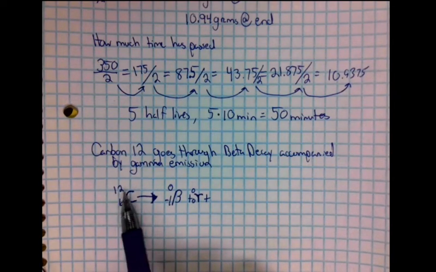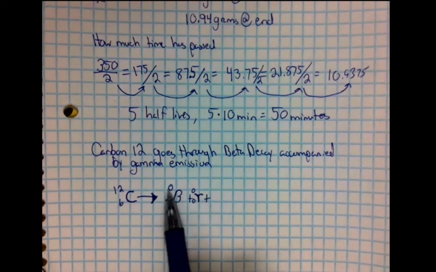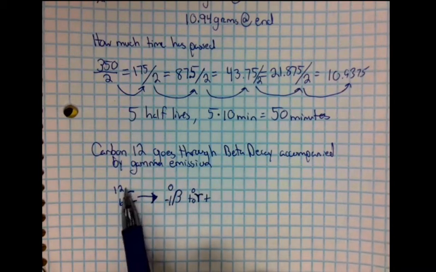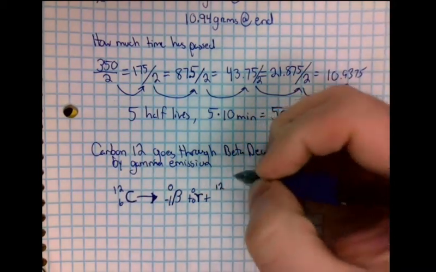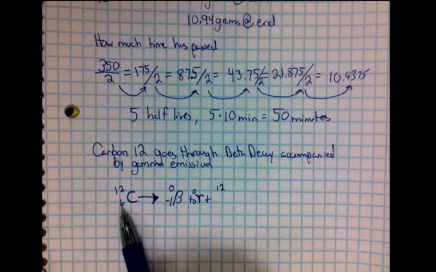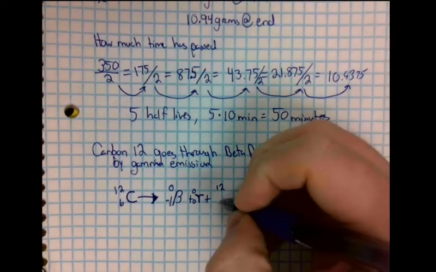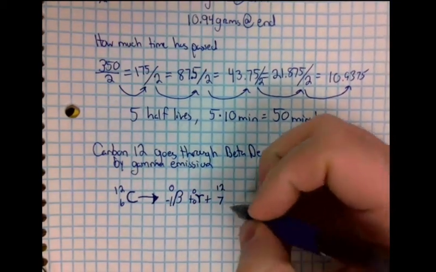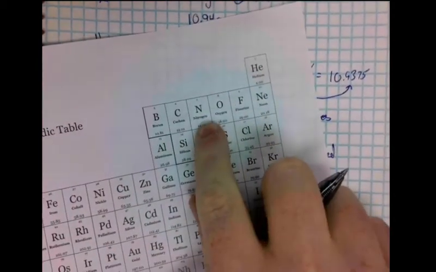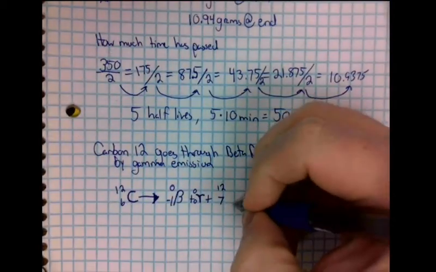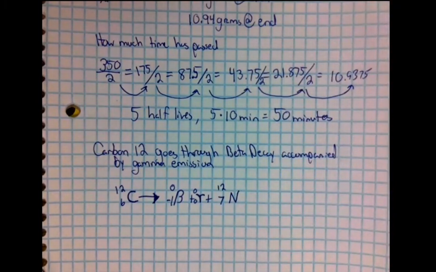So on top, we've got 12, 0 plus 0. What number do I have to add to 0 to get 12? Well, I've got to add 12 to that. This side is 6. I have 0 and -1. What number do I have to add to -1 to get 6? Well, I would need 7. 7 plus -1 is 6. Then I'm just going to go back to my periodic table. Number 7 is nitrogen. So my new element is nitrogen.